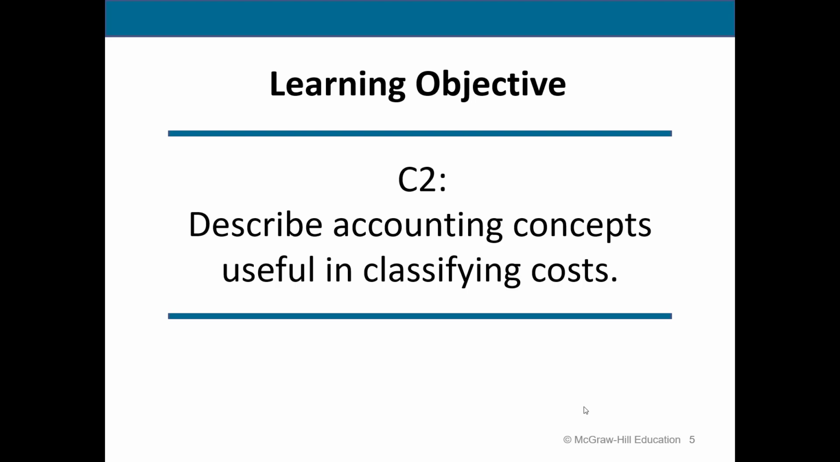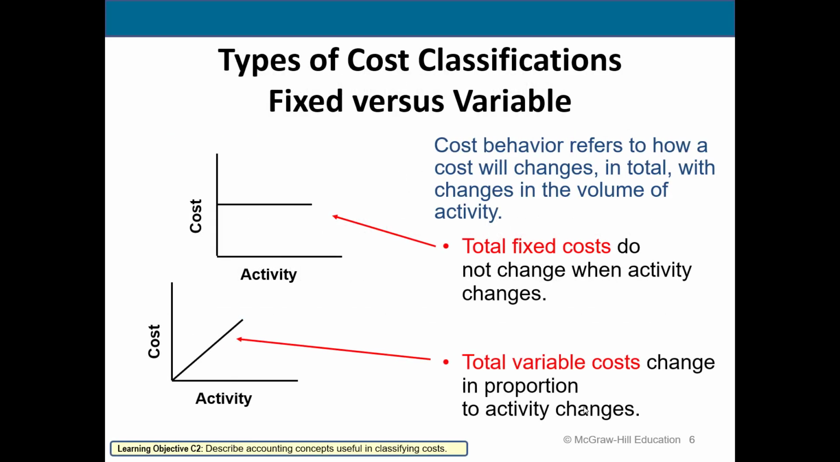Next we're going to look at the different types of cost and how they can be classified. Cost can be classified as either fixed or variable. A fixed cost does not change with changes in the volume of activity. An example would be straight line depreciation on equipment. Variable costs, however, do change in proportion to changes in the volume of activity. An example is sales commissions, which are computed as a percent of sales revenue.